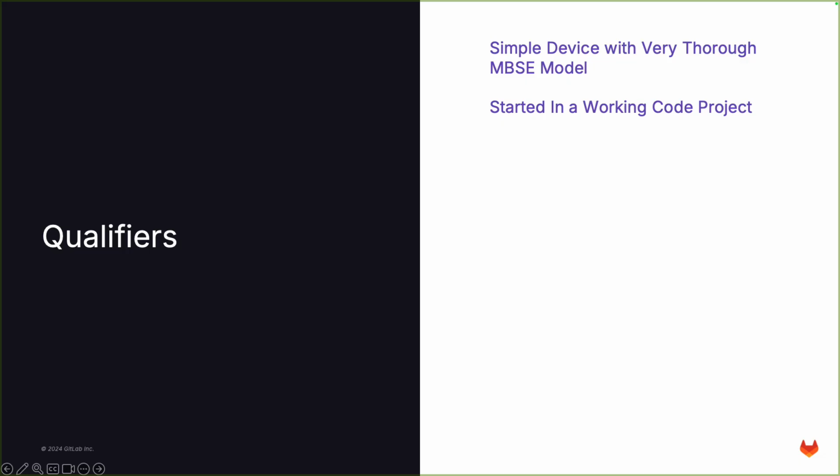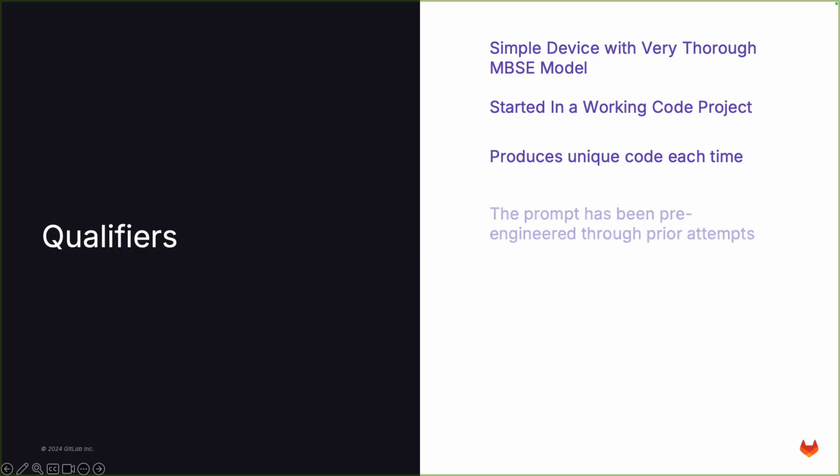We started in a working code project, which from one perspective you could call a cheat. From another perspective, you could say, hey, that's pretty wise, because that means the AI is going to have the full context of the actual embedded project that I was targeting. It produces unique code each time because AI is non-deterministic. I'm sure that if you've worked with AI, you've noticed this yourself.